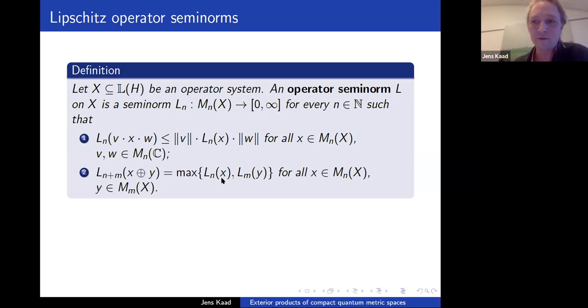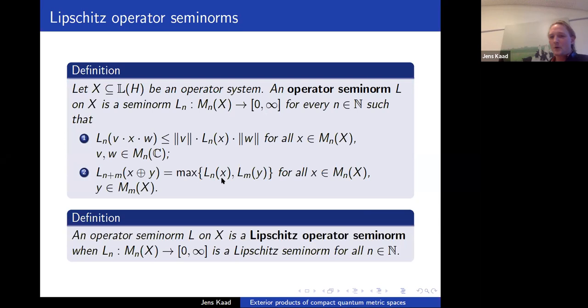So that's an operator seminorm. I will say that it's Lipschitz. This operator seminorm is Lipschitz once the seminorm in each degree is a Lipschitz seminorm. So all of these seminorms appearing have to be Lipschitz seminorms, and I have a Lipschitz operator seminorm. I should emphasize that n-by-n matrices with entries in an operator system is again an operator system, because I can represent them as bounded operators on the n-fold direct sum of H with itself. So this is again an operator system. So this definition makes sense.